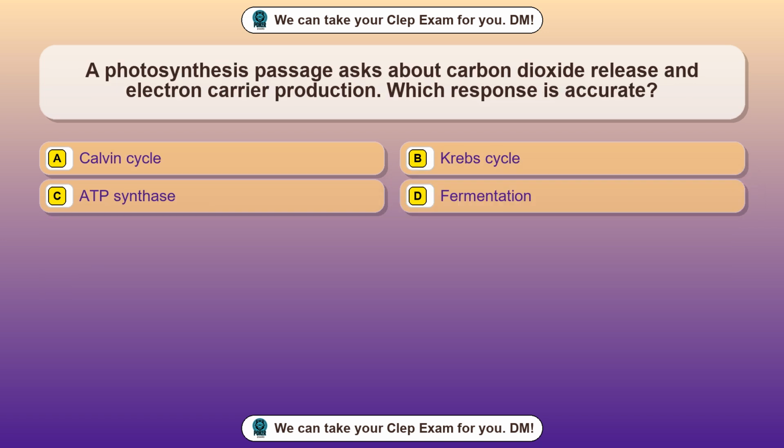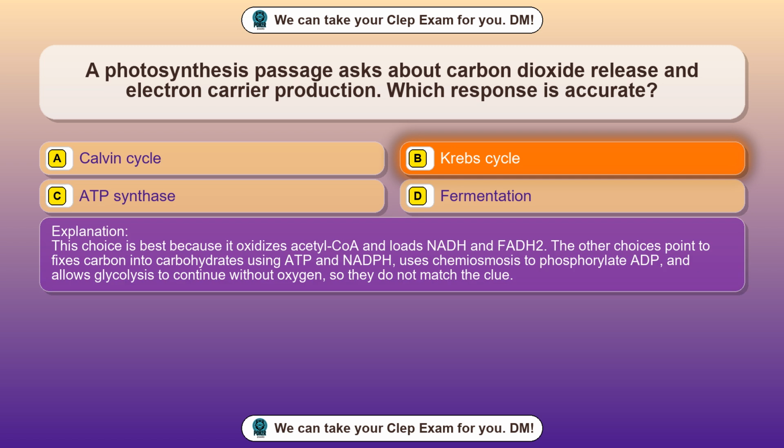Question 35. A photosynthesis passage asks about carbon dioxide release and electron carrier production. Which response is accurate? Option A, Calvin cycle. Option B, Krebs cycle. Option C, ADP synthase. Option D, fermentation. The correct answer is option B, Krebs cycle.